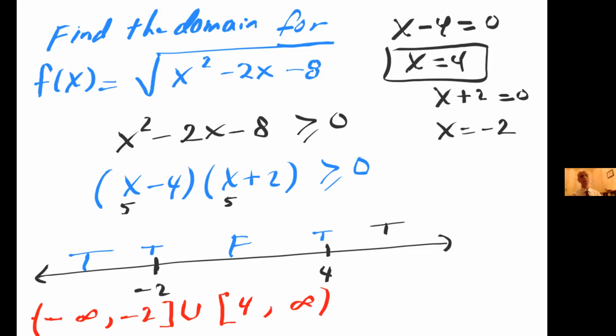Sometimes students ask, how come if infinity is included, why don't we use a bracket? The answer is that infinity is really not a number. It just keeps going both to the left and to the right. So it is something that we agreed upon, not to use a bracket for infinity. Let's do another example.